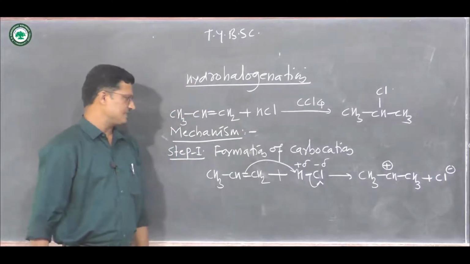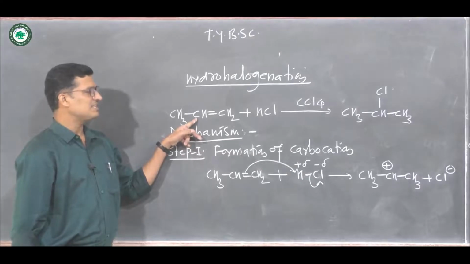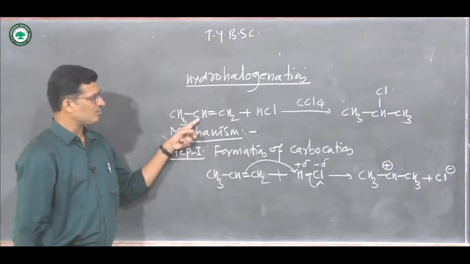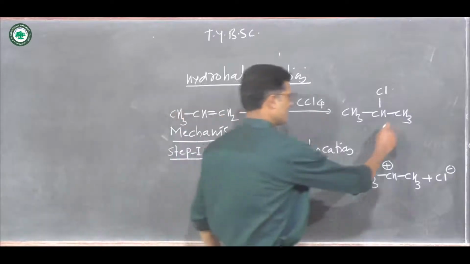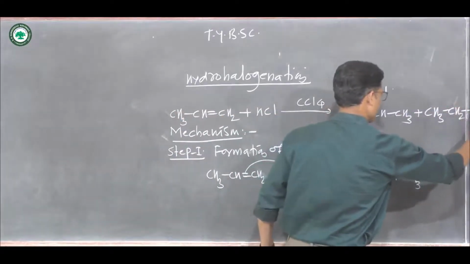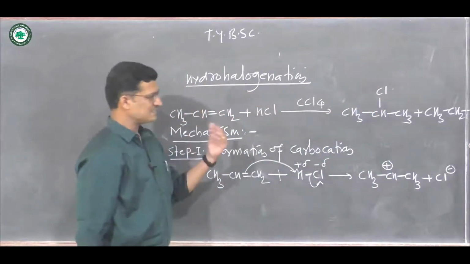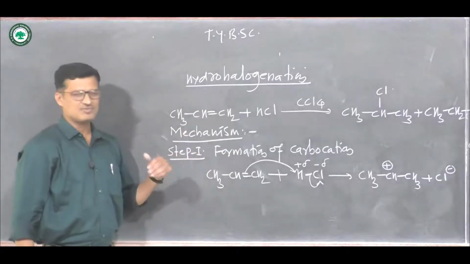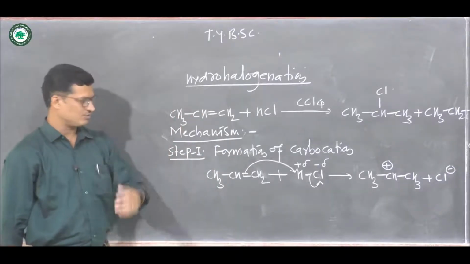We remember in this case your alkene is unsymmetrical. Then there are two possibilities; two products can form. I write here the major product, but along with that a minor product is also formed. Why the first product is major and why the second product is minor, we will discuss later on.